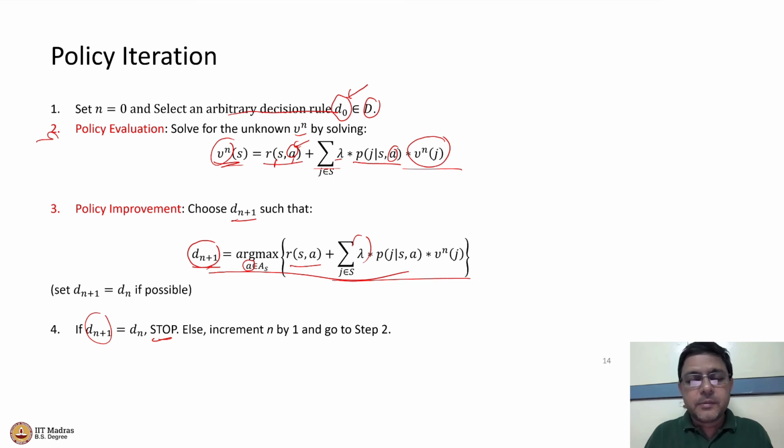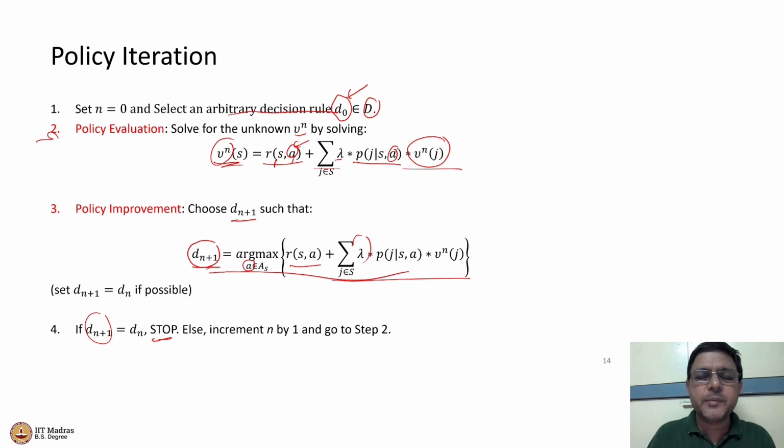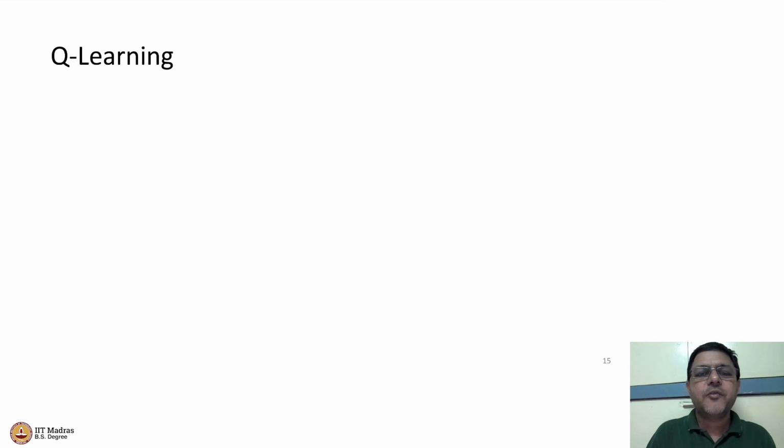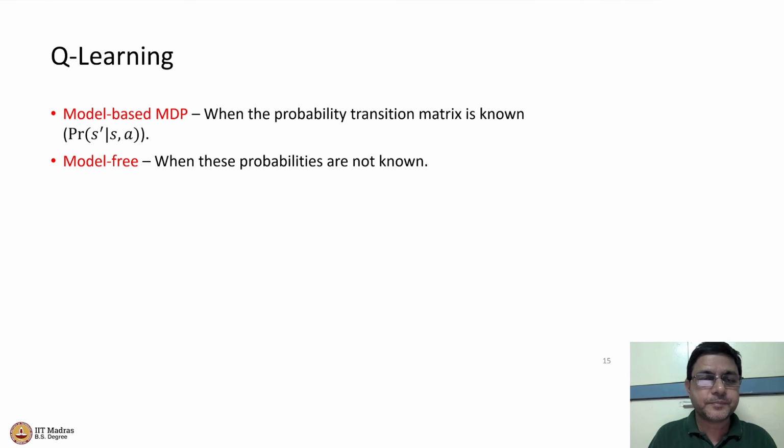One last thing to be discussed, which will take us very close to RL, is called Q learning. So when do we generally use Q learning? So far we have been debating about this Bellman equation, where this is the TPM. What if we don't know the TPM? When we do know the TPM, that MDP is called a model based MDP. However, if the transition matrices are not known, then that is called a model free MDP.